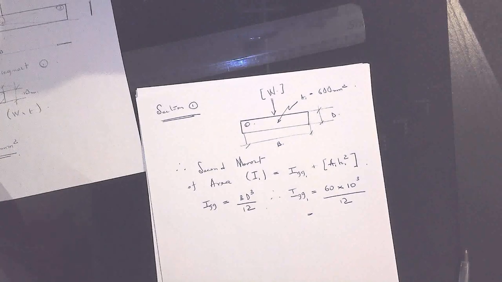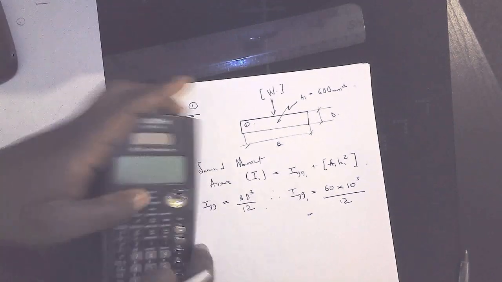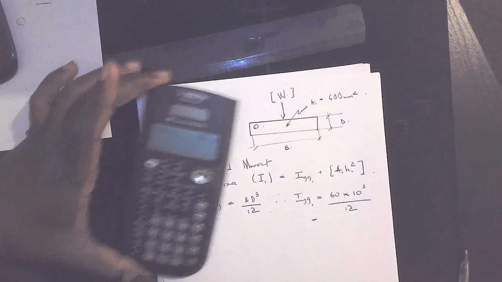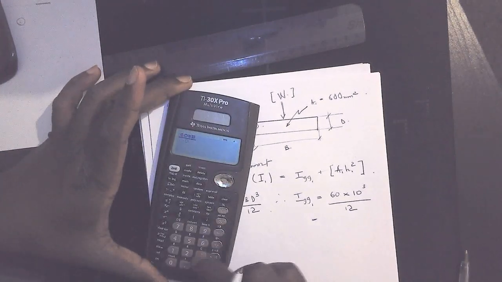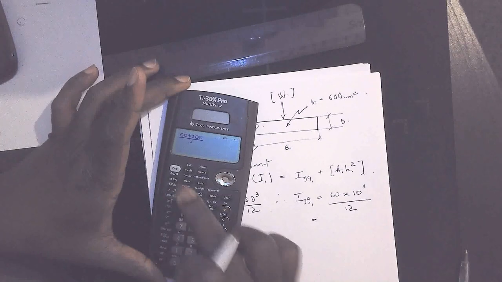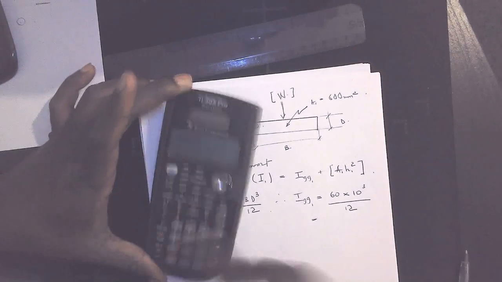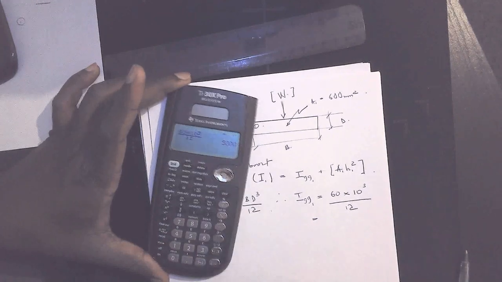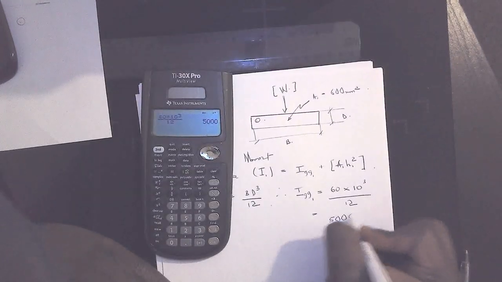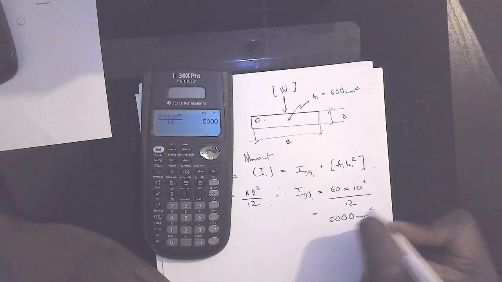So let's get our trusty calculator. We have 60 times 10 to the power of 3 divided by 12, and that will yield 5,000 millimeters to the power of 4.